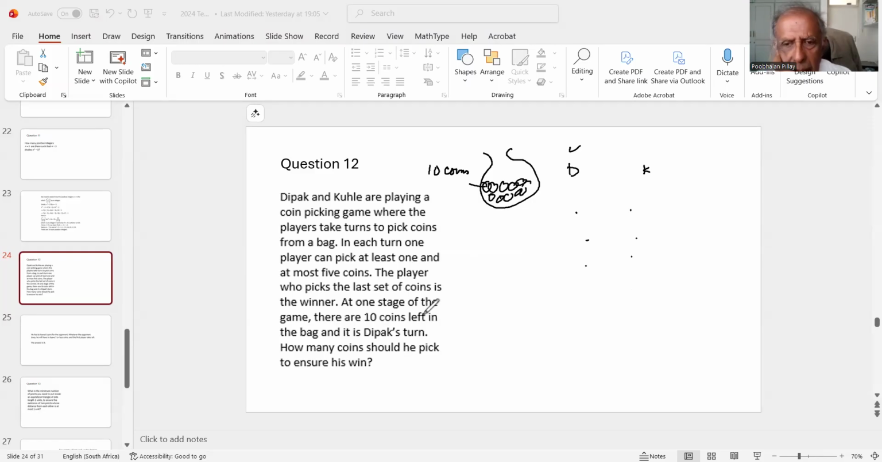The player who plays last wins, right? So you can't leave Kushler with 5, because then Kushler will pick the whole 5. He's allowed to pick 5, and he picked the last. So 5 is wrong, right? So you can leave Kushler with 4.